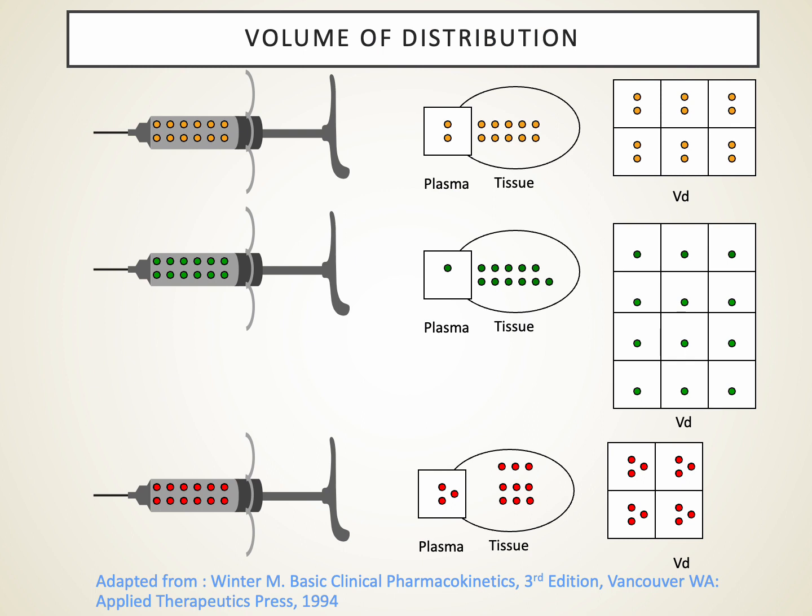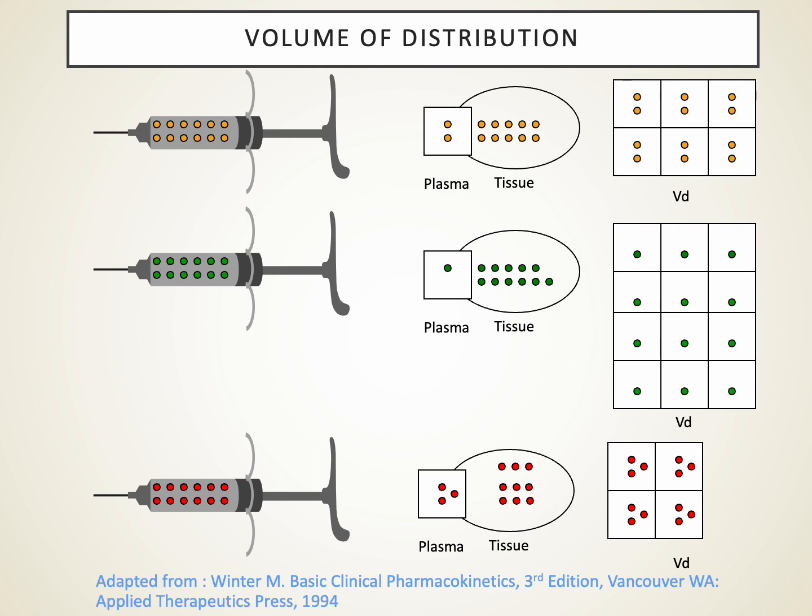Here is a second graphic that sometimes helps people think about the volume of distribution. For the drug at the top, we gave, let's say, 12 milligrams of the drug; 2 milligrams ended up in the plasma and 10 milligrams in the rest of the body. How big would the rest of the body have to be to explain the concentration we observe in the plasma? It would have to be 6.